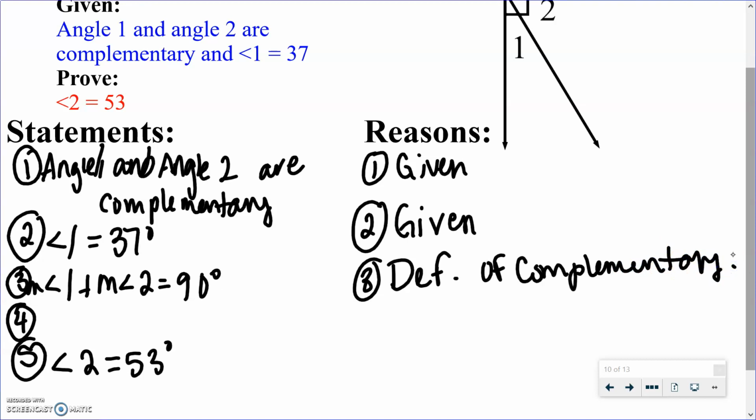Okay. And then statement 4, I'm going to do some substitution with 2 and 3. So I know that angle 1 is 37, so I'm going to put that in here. I'm going to say 37 plus the measure of angle 2 is equal to 90. And that is substitution. Sorry, that's number 4, not number 5. My handwriting is bad today.